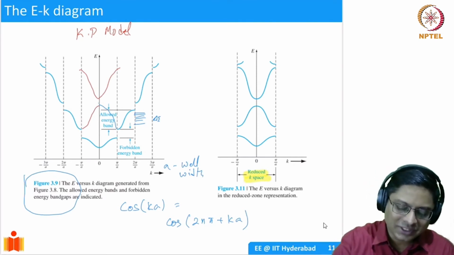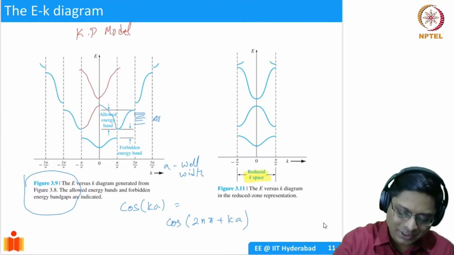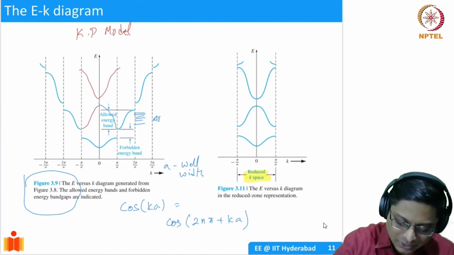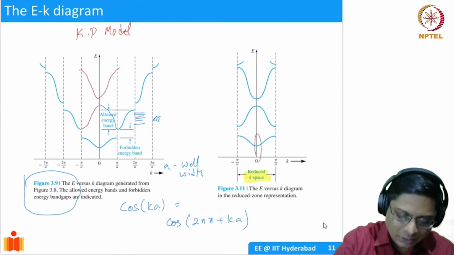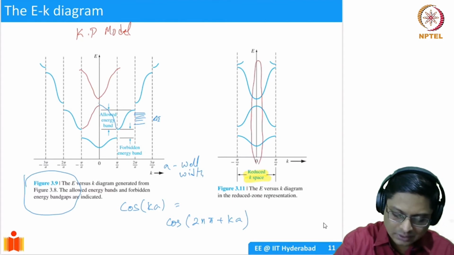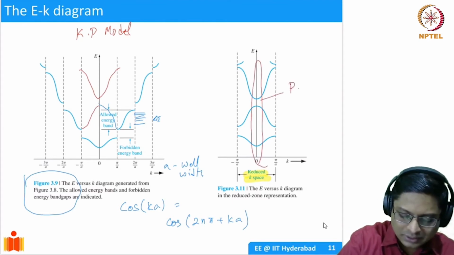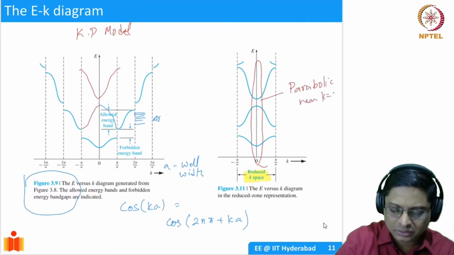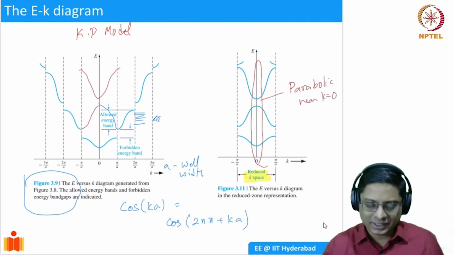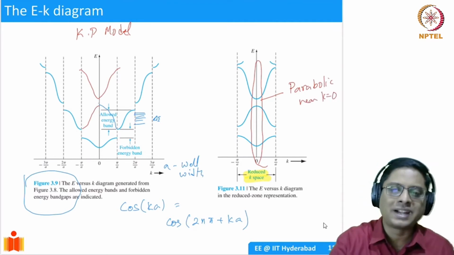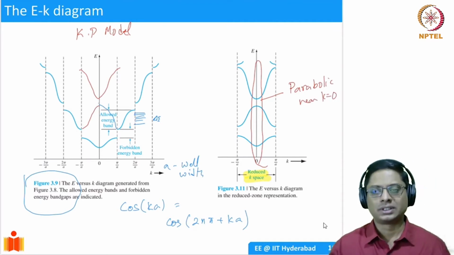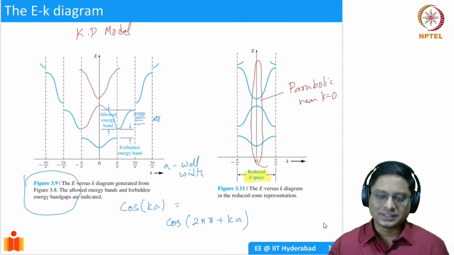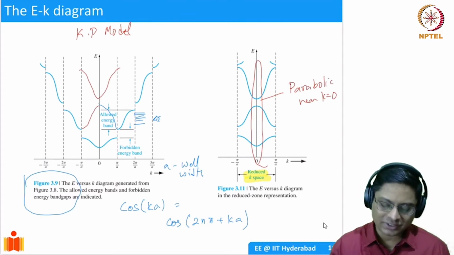So basically you have a series of bands like this. Each of them is parabolic. Now if you look around 0, they're all parabolic. If you go to higher k, this is parabolic near k equal to 0. So what's happening is you have this series of allowed bands and forbidden regions. And this particular diagram is called the EK relation.